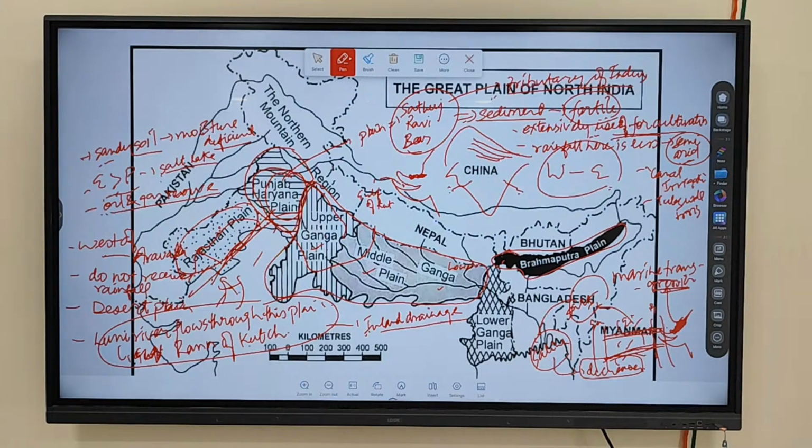Just note it down. Gypsum is being added to minimize the salinity of the soil.